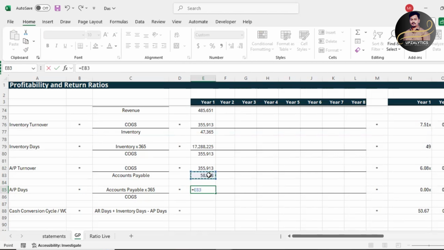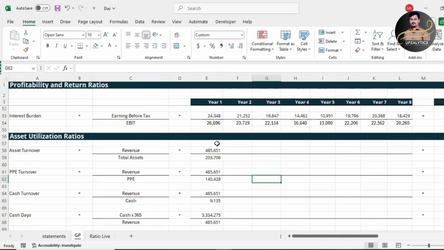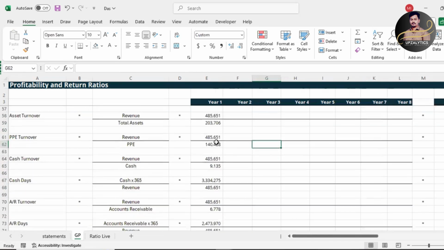To calculate account payable days, multiply by 365. Also we can add the cost of goods sold. Yeah, it's roughly 60 days we are taking to pay our debt. These are all the ratios that we have calculated under asset utilization.